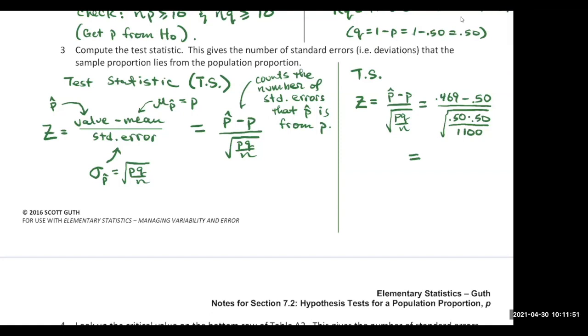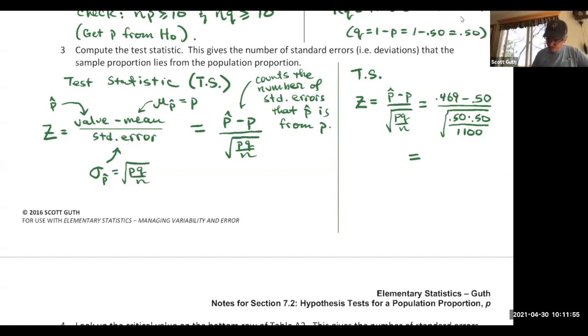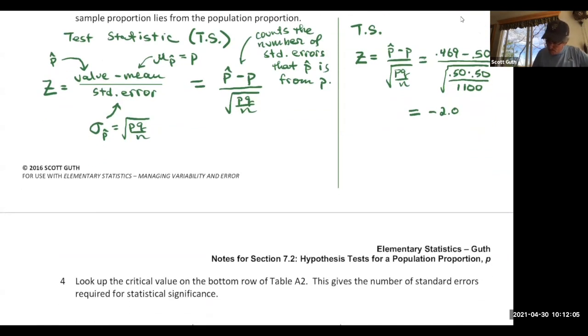I got negative 2.056. Good. I'm going to round that to 2.06 if you don't mind. Okay, any questions there?